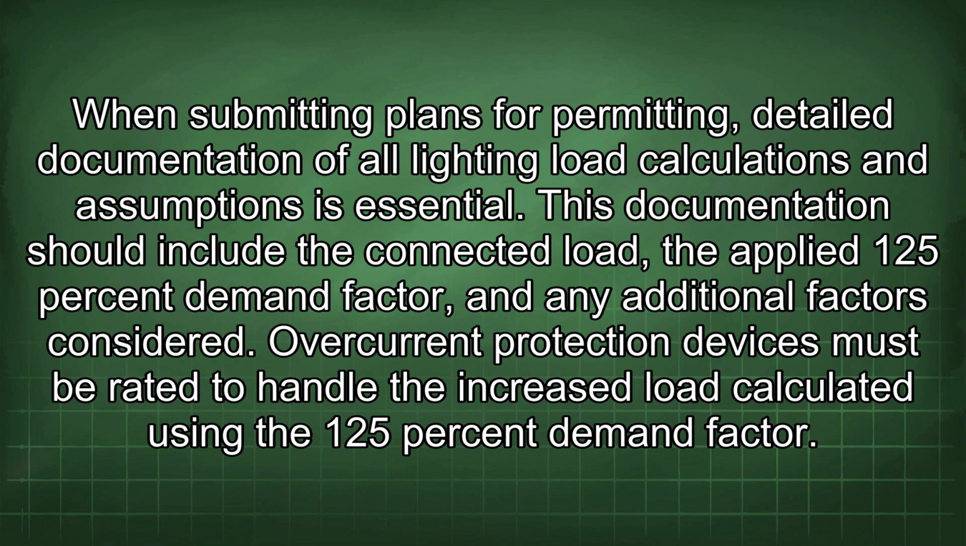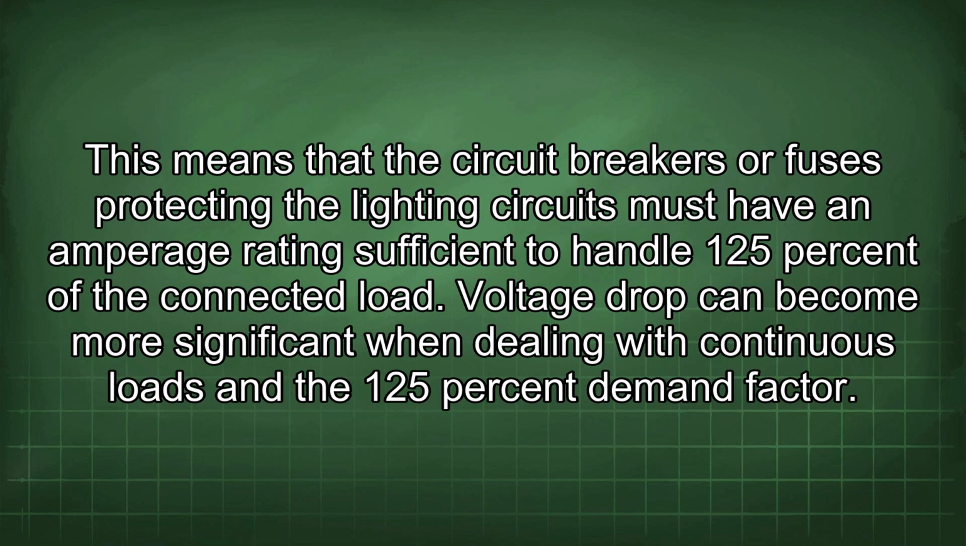Overcurrent protection devices must be rated to handle the increased load calculated using the 125% demand factor. This means that the circuit breakers or fuses protecting the lighting circuits must have an amperage rating sufficient to handle 125% of the connected load.